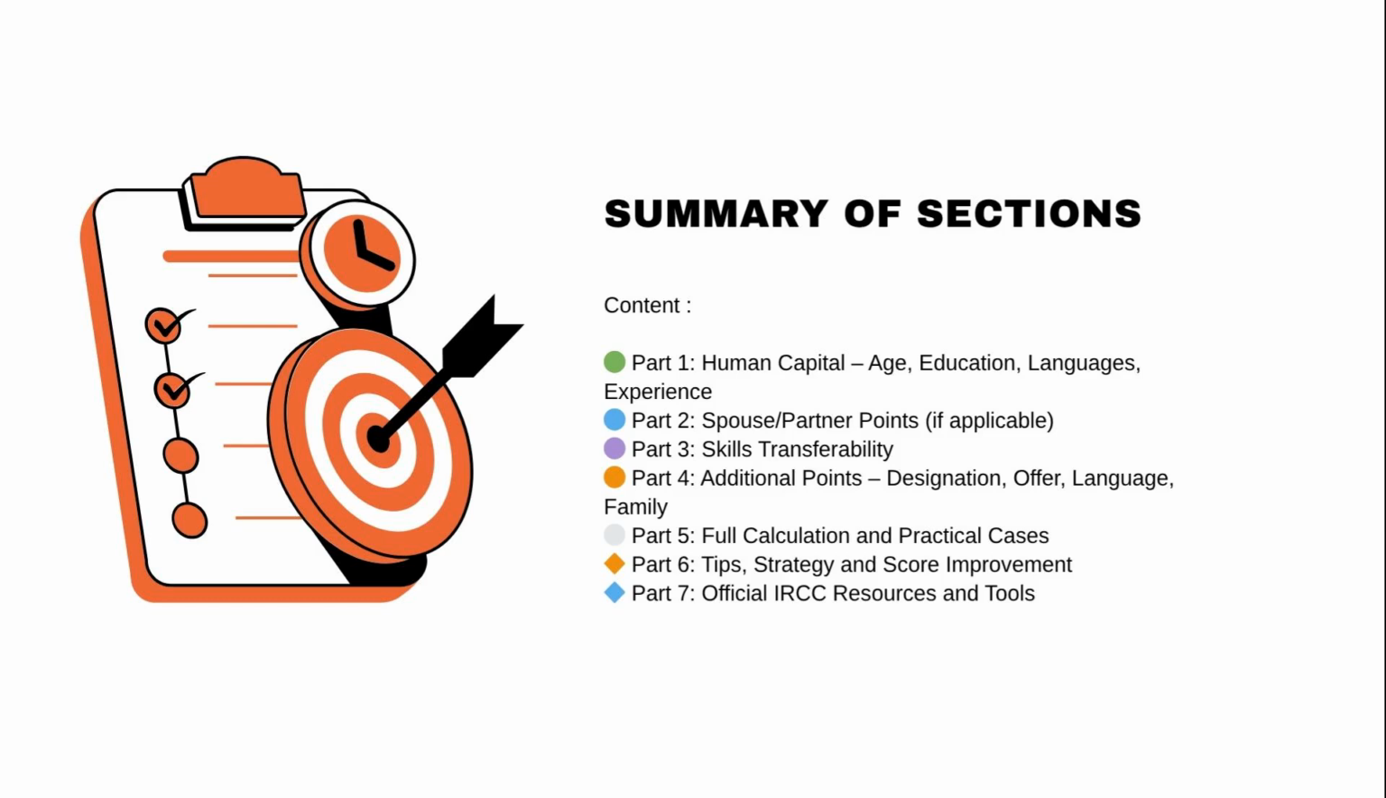Here's a detailed list of the sections we'll be covering. First, Part A, which deals with human capital. Then Part B, which presents the transferability of skills. We'll continue with Part C, where we'll look at concrete calculations and case studies. In Part D, we'll look at how to improve your score. And to conclude, you'll have access to official tools, simulators, and a question and answer session. Each part is designed to help you better understand your profile and act where it's most effective.